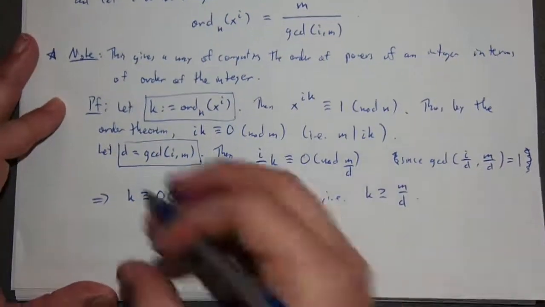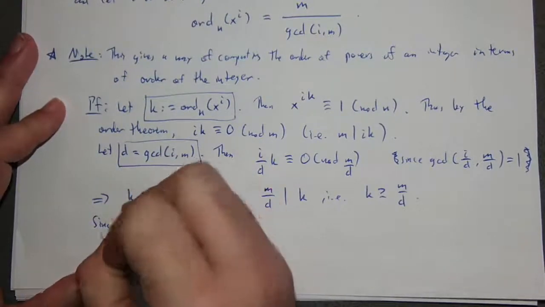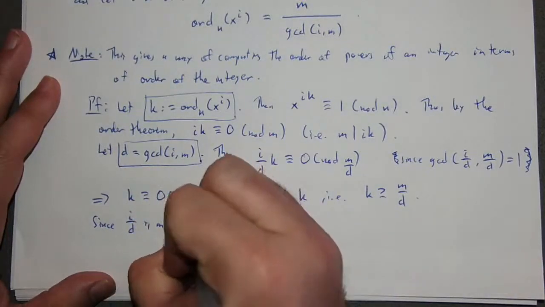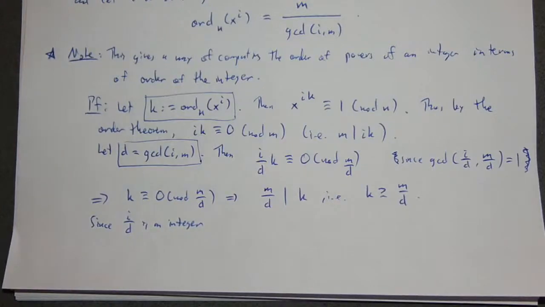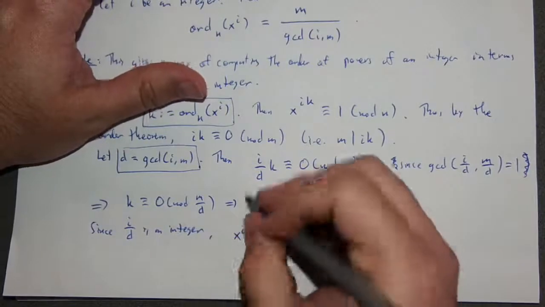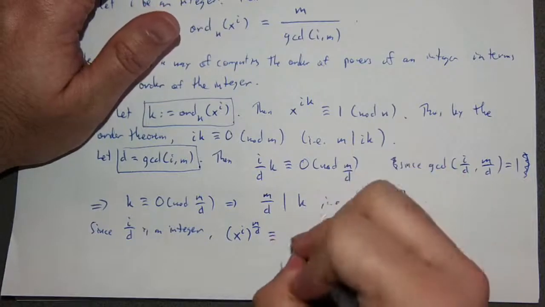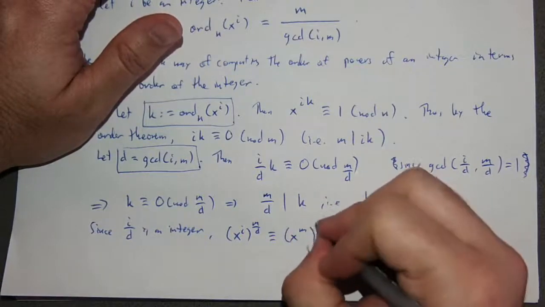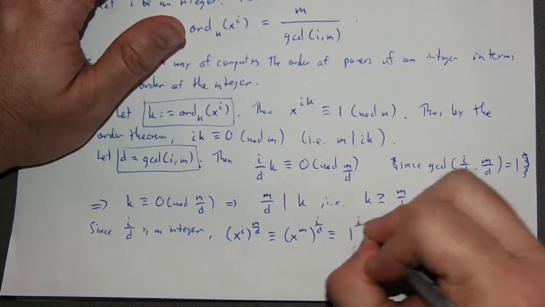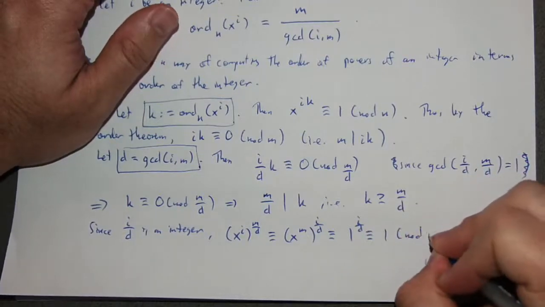Right? So since i over d is guaranteed to be an integer, I will mention why this is important here. x to the i, to the m over d, is congruent to x to the m, to the i over d, which is congruent to 1 to the i over d, which is congruent to 1 mod p.